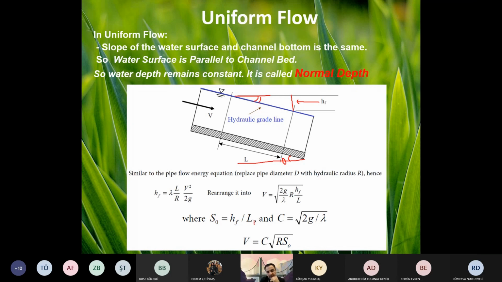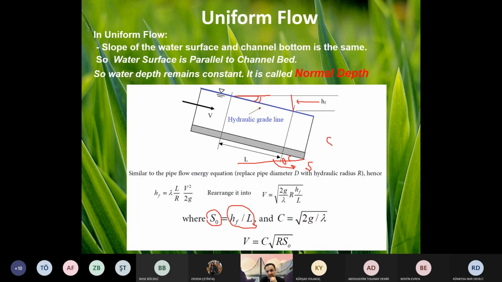Therefore, we can say that sine of theta, HF over L, is the slope of the hydraulic grade line. This slope is already shown by S. Now here we showed with another parameter S0 over L, which is the slope of the bed. I wrote here that they are in parallel together. The bed is parallel to the hydraulic grade line.